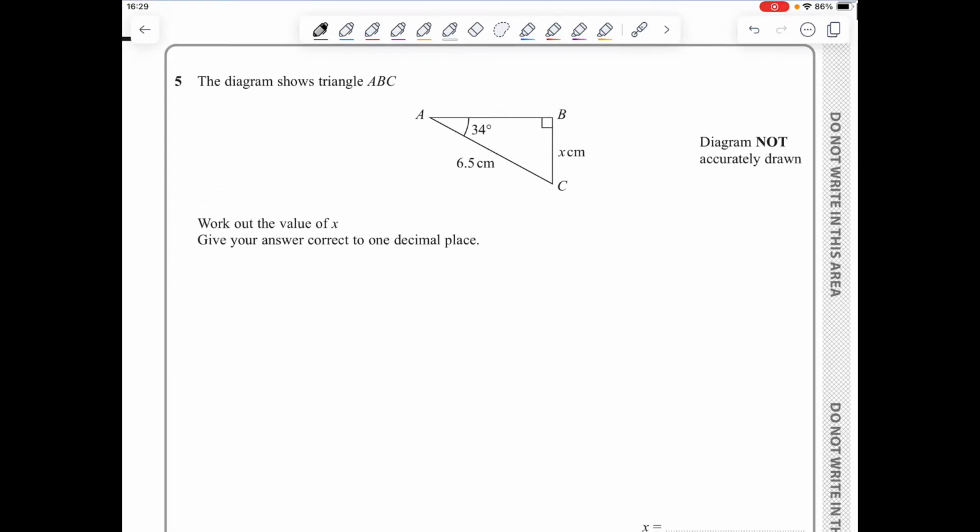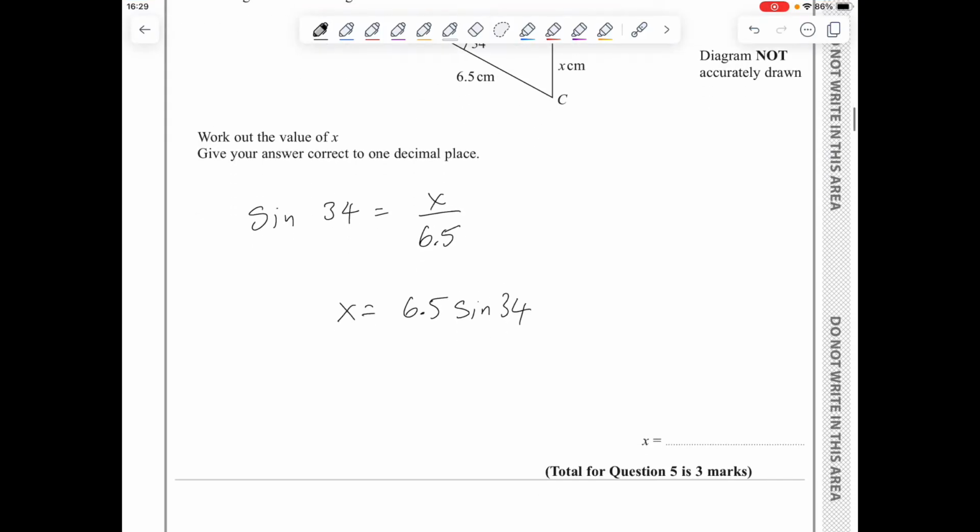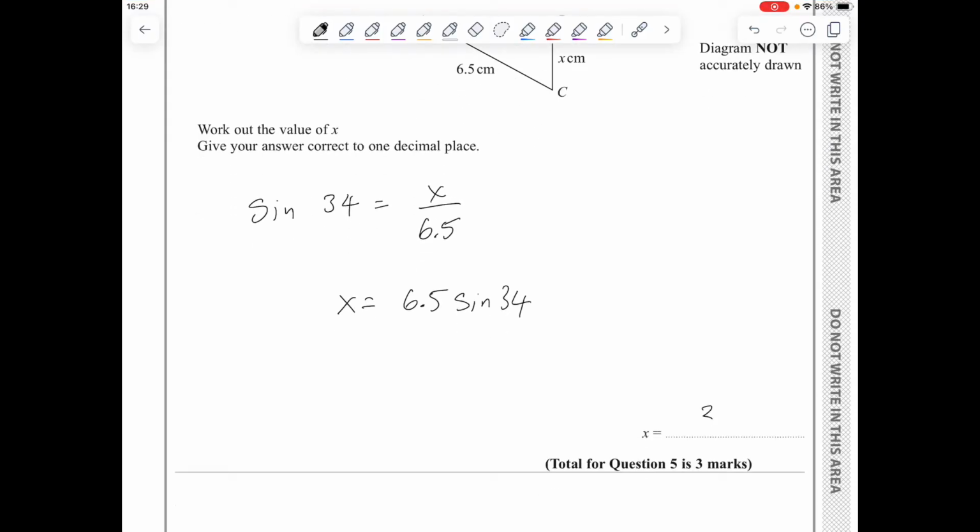For question 5, sine of angle 34 is equal to the opposite over the hypotenuse. If you cross multiply, x equals 6.5 sine of 34. Put this on the calculator and you'll get an answer of 3.6.